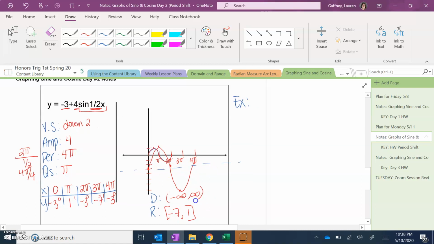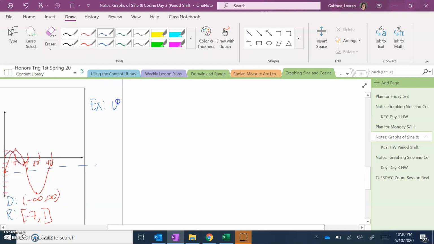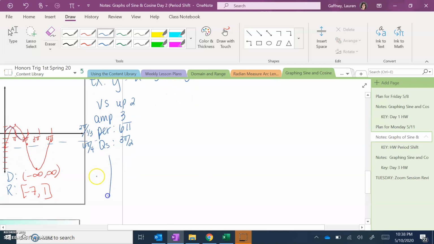Okay? Let's do one more over here off to the side. So y equals 2 plus 3 cosine of 1/3 x. So my vertical shift is up 2. My amplitude is 3. My period, okay, so 2 pi divided by that b, which is 1/3, so technically multiply by the reciprocal, we would get 6 pi. Your quarters, 6 pi divided by 4, so I'm going to reduce that to 3 pi over 2. Okay?